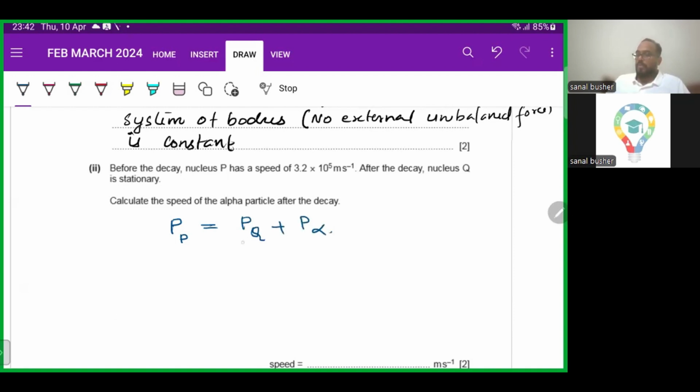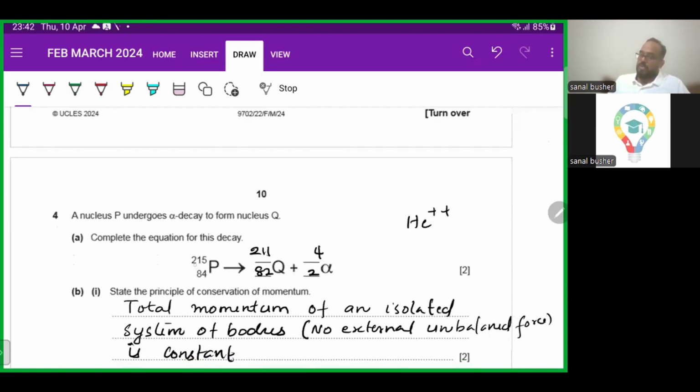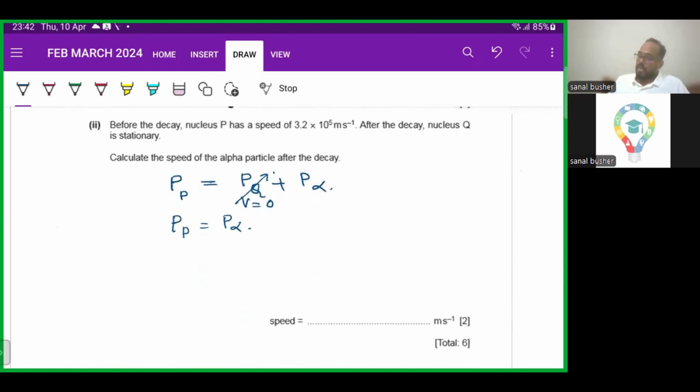In this, the momentum of Q is 0 because immediately after the decay, Q is stationary. V is 0 means this part is 0. You don't require this one. So the momentum of P should be equal to the momentum of alpha. Momentum is mass times velocity. So for the momentum of P, the velocity is given. Mass, you can check here: this has 215 nucleons, right? Each nucleon has one atomic mass unit, or amu. So you can substitute that.